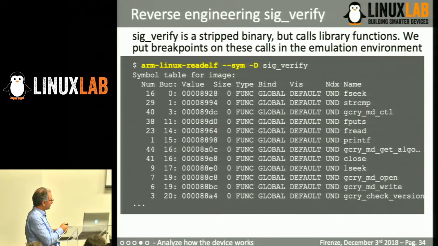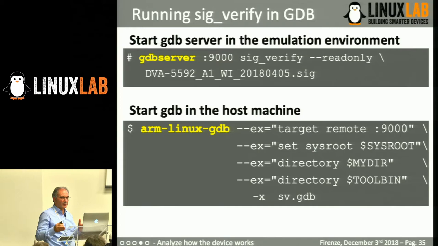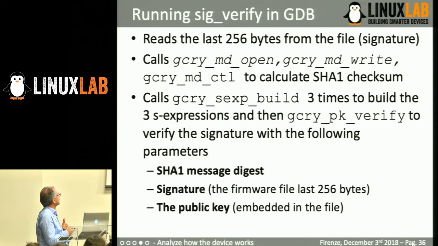And the idea is that we run this binary in the emulated environment using GDB, so GDB server in the emulated environment, and GDB in the host machine. We can put a breakpoint on each library call, so we cannot debug, I would say, the binary itself, but we can understand every library call that it makes. During this analysis, it is possible to clearly understand what this binary does.